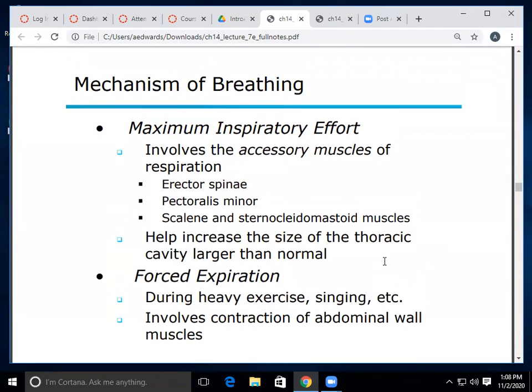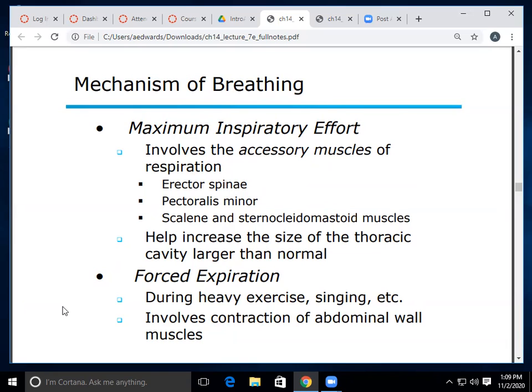Okay. So let's talk more about the mechanism of breathing. You've got what we call the maximum inspiratory effort. This involves accessory muscles that can assist with respiration, muscles like the erector spinae in your back, the pectoralis minor, and the scalene and sternocleidomastoid muscles. And these can help increase the size of your thoracic cavity larger than what it would be normally.